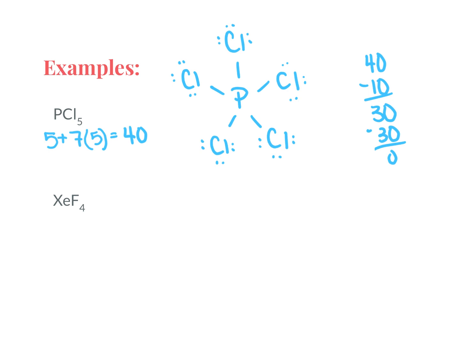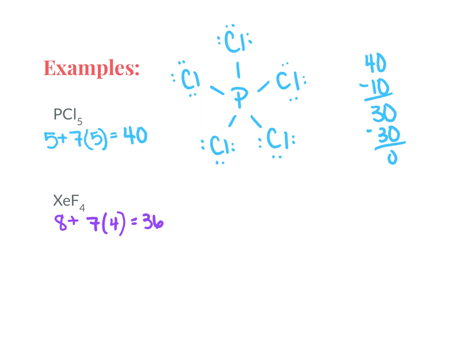Okay. Look at the next one, the xenon tetrafluoride. This one is also going to break it, but it's going to have a different pattern. So what's our first step? How many valence electrons does xenon have? 8. And what about the fluorine? And how many fluorines are there? So what does that add up to? 36.